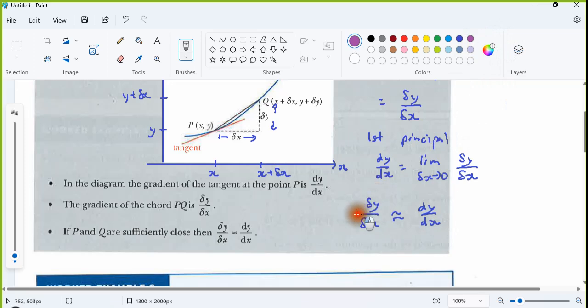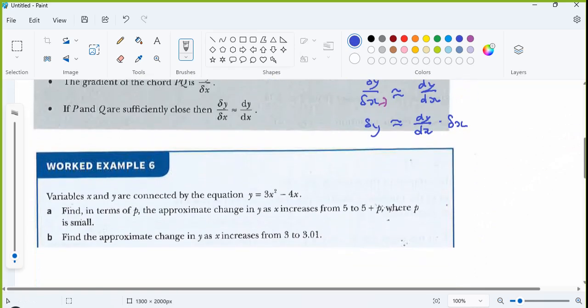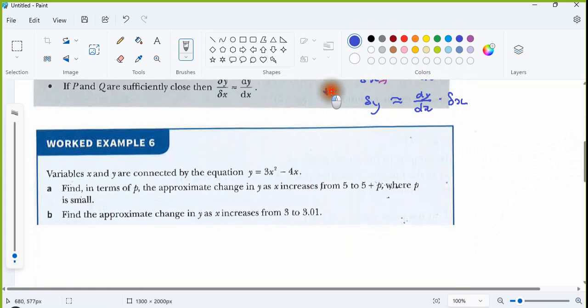Okay, del x is a value, so we can multiply it to the other side. Then we have del y approximately equal to dy/dx multiplied by del x. So what is important here is this.